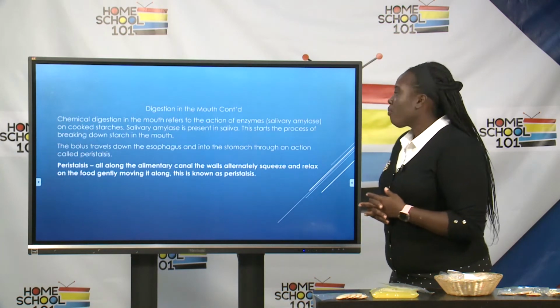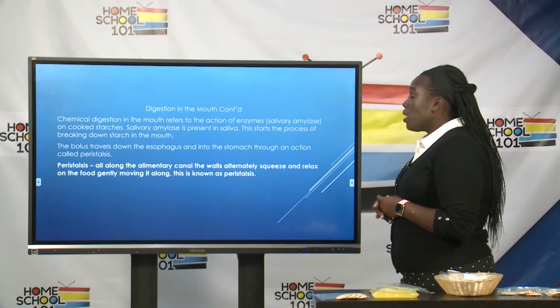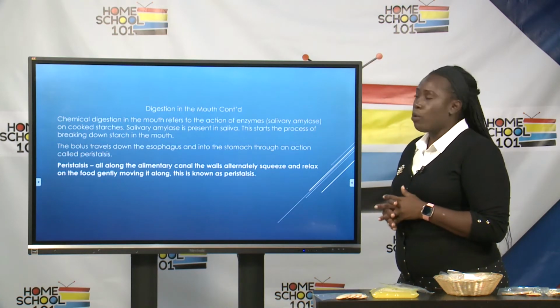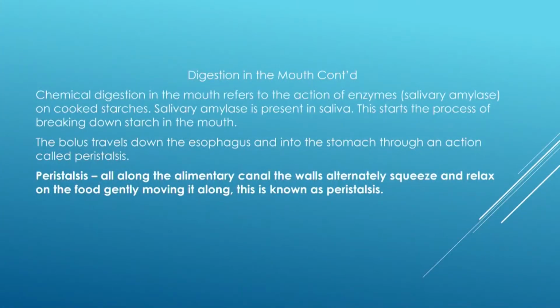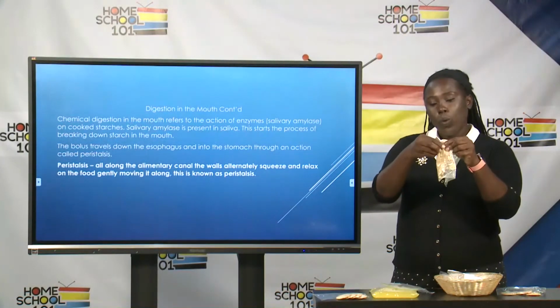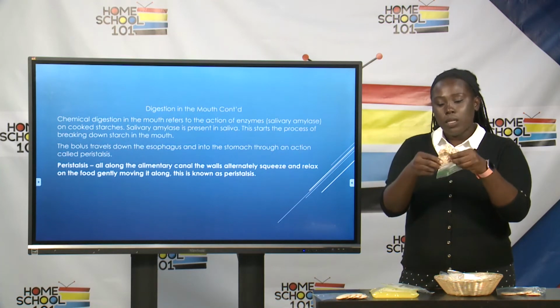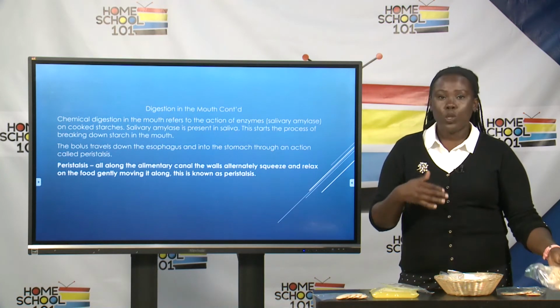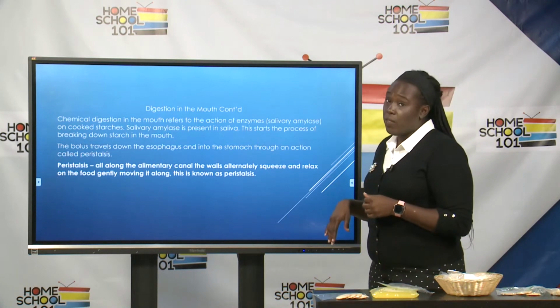We continue. The bolus travels down our throat and to our esophagus, which is a long tube leading to the stomach. And through the action of peristalsis, it enters the stomach. Now, what is peristalsis? All along the alimentary canal, the walls alternately squeeze and relax on the food, gently moving it along. This is known as peristalsis. So this action actually squeezes our food down into the stomach, and it continues squeezing the food until it gets to the end of the alimentary canal.